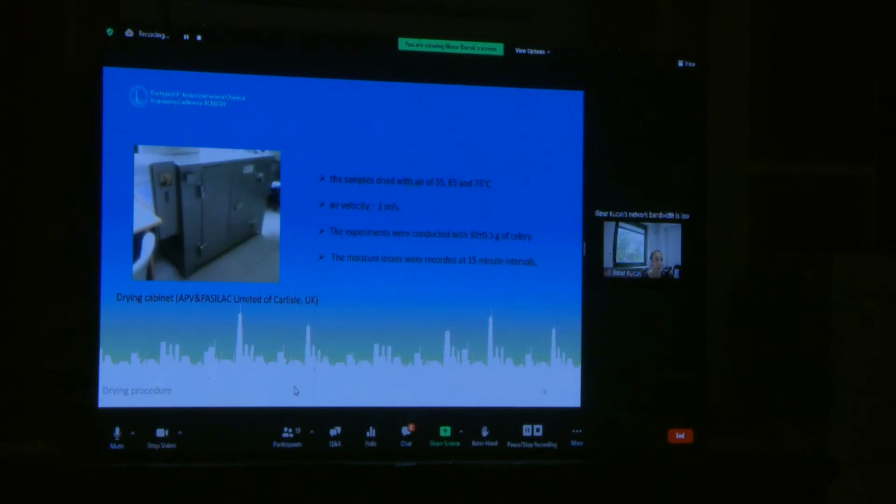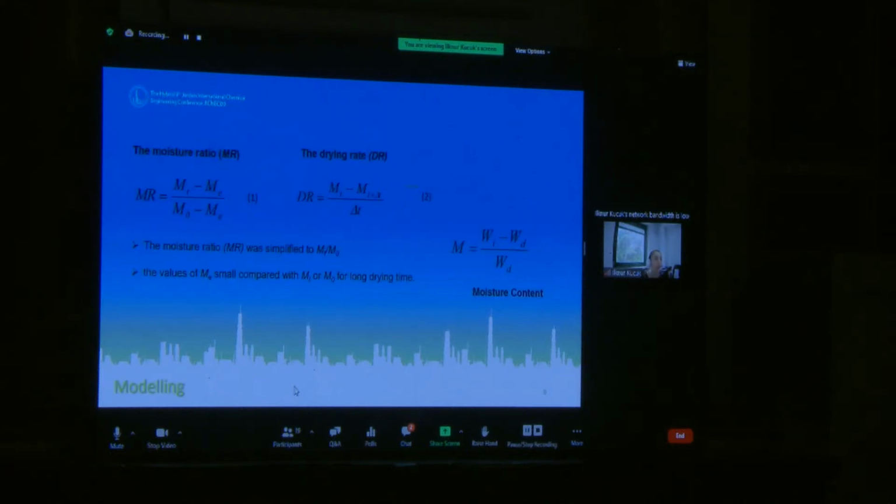Here you can see our drying cabinet. Before starting, it ran about 30 minutes to achieve steady state, at three different temperatures: 55, 65 and 75. The air velocity was 1 meter per second. The experiment used about 30 grams of celery, and weight losses were recorded at 10-minute time intervals. And then we calculated the moisture ratio and drying rate.